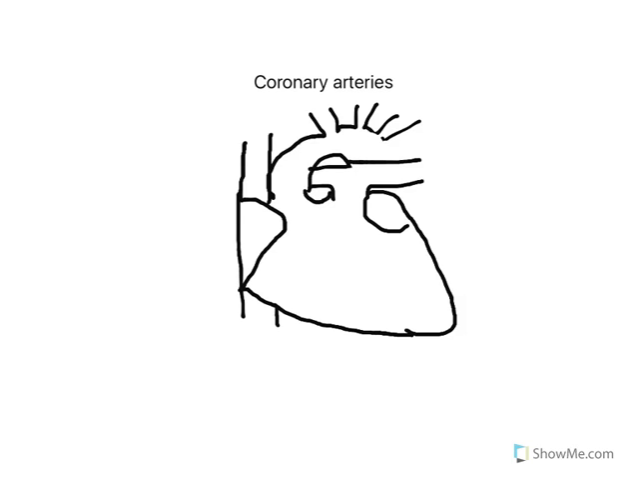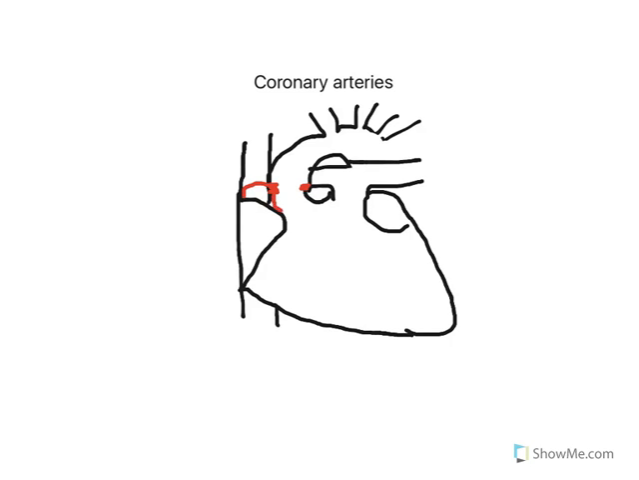So we have our right and left coronary arteries that are coming off the ascending part of the aorta, just above the valves, so just, let's say, about here. We're going to follow the right coronary artery to begin with. The right coronary artery gives off a sinoatrial nodal branch.